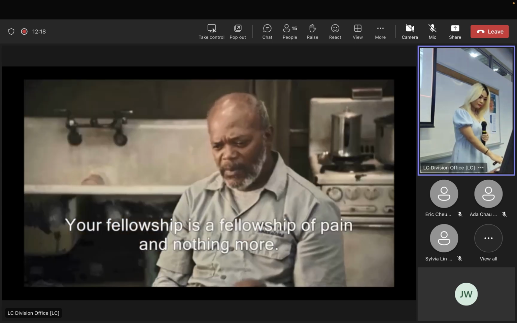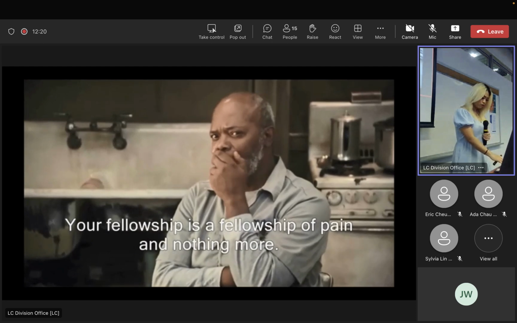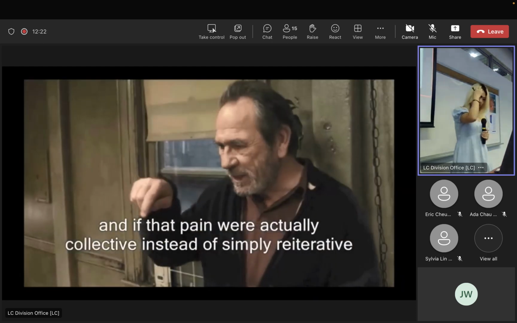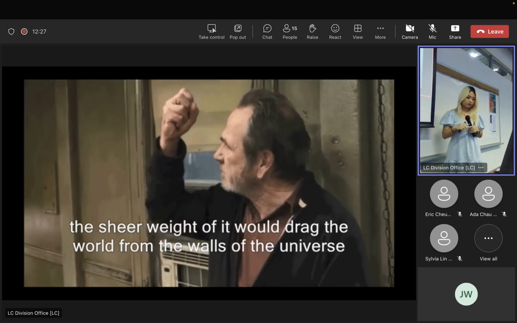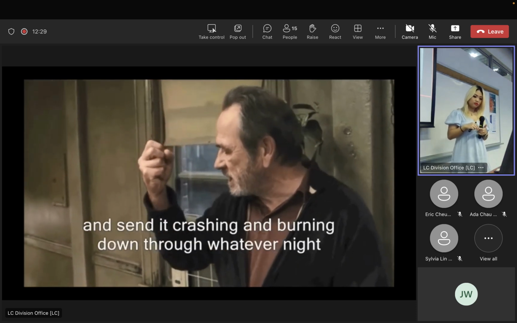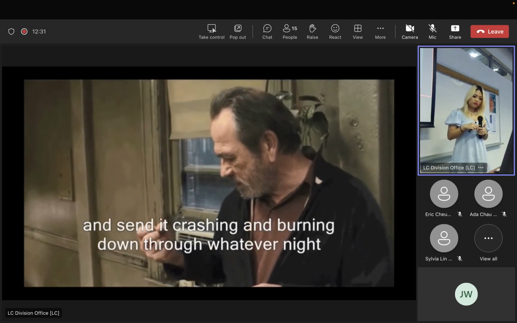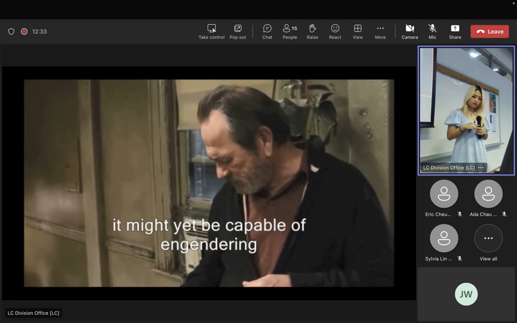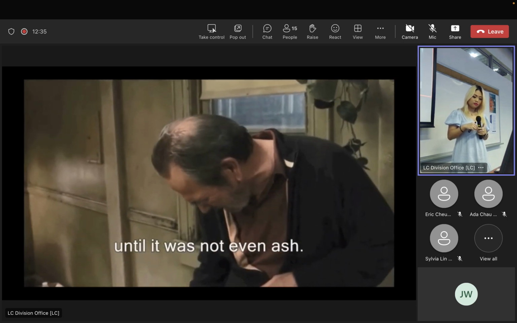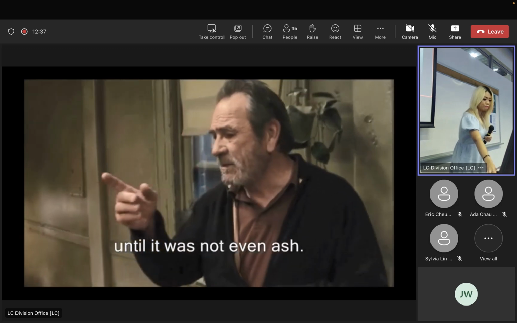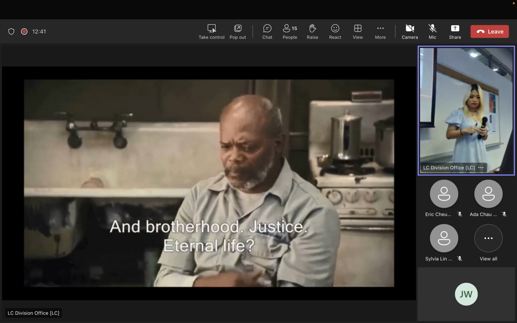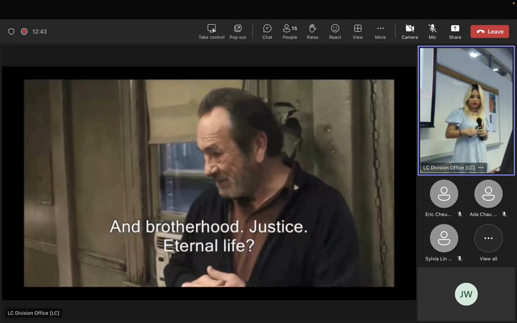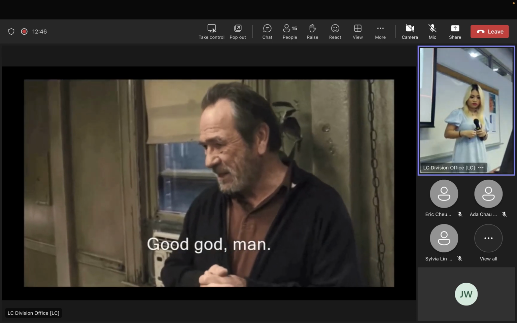Your fellowship is a fellowship of pain and nothing more. And if that pain were collective instead of merely reiterative, the sheer weight of it would drag the world from the walls of the universe and send it crashing and burning down through whatever night it might yet be capable of engendering until it was not even ash. And brotherhood, justice, eternal life. Good God, man.